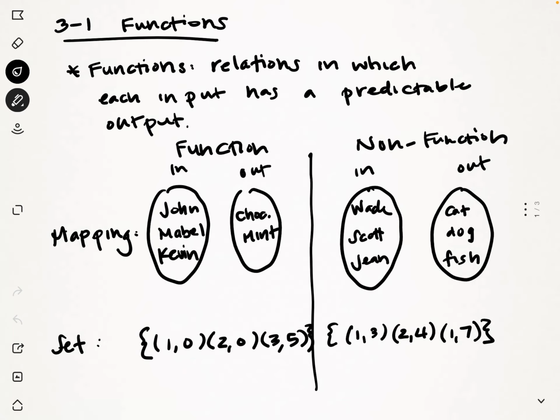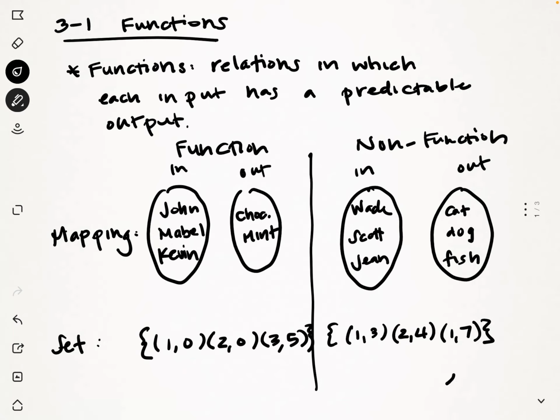So the main thing to remember about functions, I know it's a little bit wordy explanation, but it says functions are relations in which each input has a predictable output. When we're talking about functions, there's plenty of different ways that we can look at them. Today we're going to be covering mapping, sets, and graphs. You can also look at equations and other things when we're talking about functions. So let's just get into it.